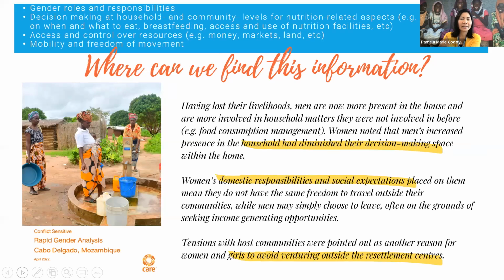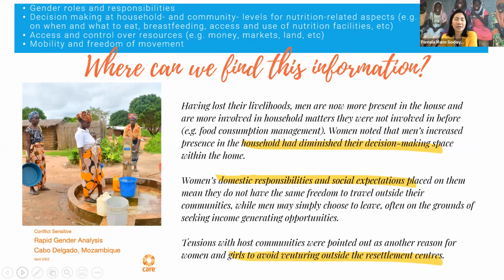So where can we find information about, let's say, gender roles, decision-making at household level, access and control over resources? One key source of data is the rapid gender analysis that is typically undertaken by a gender and humanitarian action working group, or it can be led by a GenCap that is outposted in the OCHA coordination mechanism. It's a mindful source of information for the nutrition cluster and other sectors. For instance, what we have here is the rapid gender analysis that has been conducted for Mozambique, with some highlights of the findings that we can use and feed into our humanitarian needs analysis.